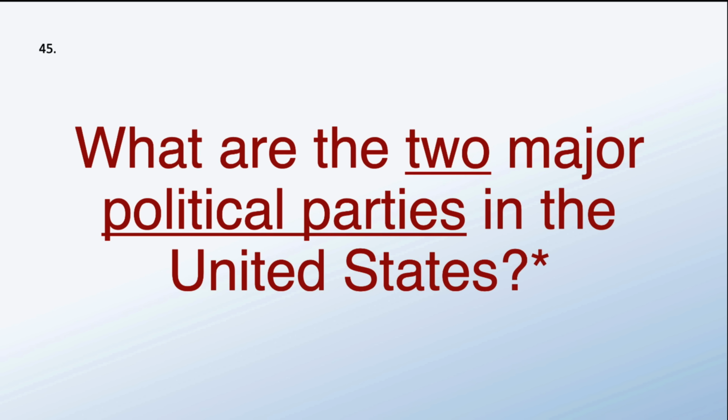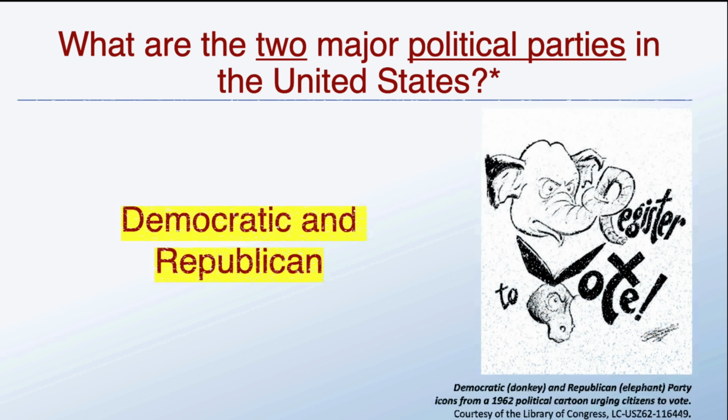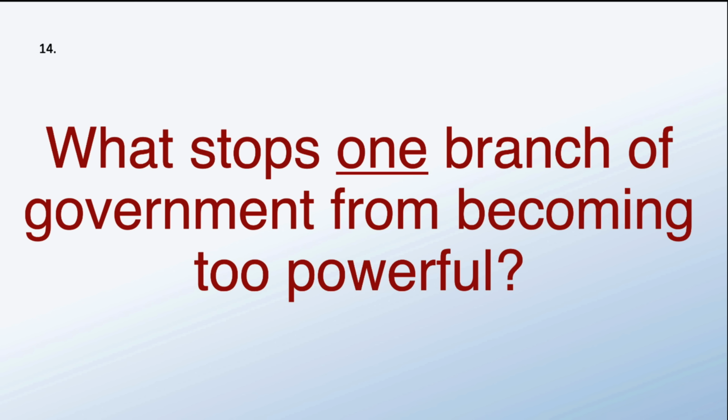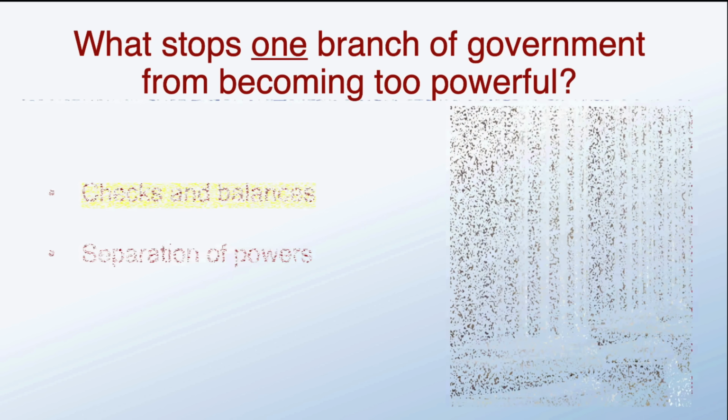What are the two major political parties in the United States? Democratic and Republican. The two major political parties are the Democratic and Republican parties. What stops one branch of government from becoming too powerful? That's checks and balances.